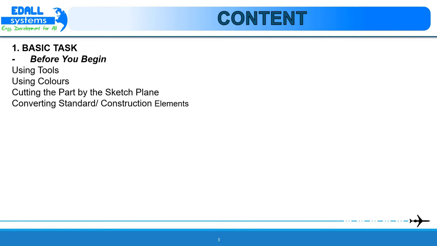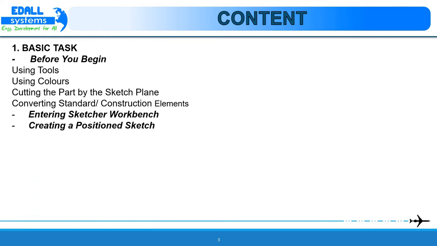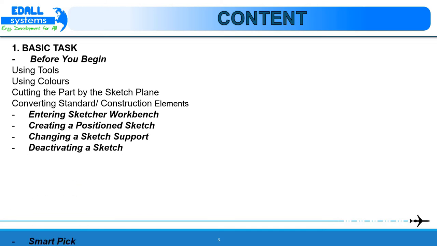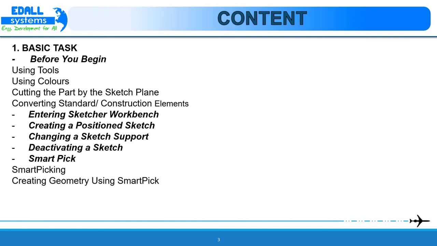Content. Under basic task, we will be seeing before you begin, using tools, how to use colors, cutting the part by the sketch plane, converting standard and construction element, entering Sketcher workbench, creating a positioned sketch, changing a sketch support, deactivating a sketch. Under Smart Picks, we have Smart Picking and creating geometry using Smart Pick.